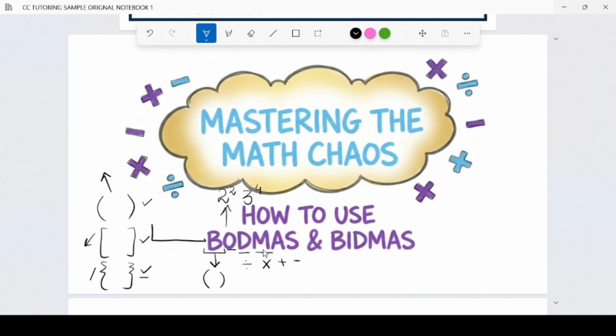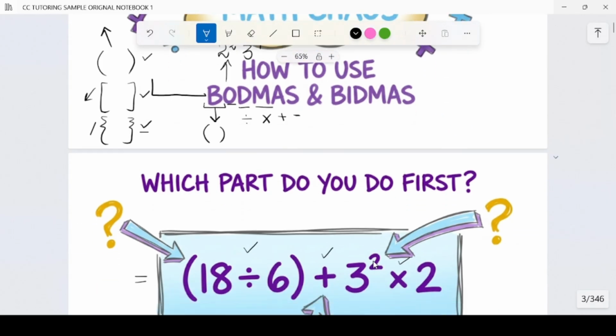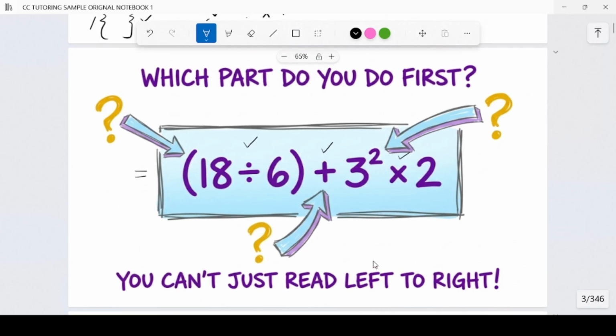D for division, M for multiplication, A for addition, and S for subtraction. Some people call it BODMAS as well. I stands for index. So in this question, we have to decide which part of the equation we have to solve first. It's not like we just have to solve it from left to right, because the answer will be different in every case. To solve all these problems, we should know about the board mass.